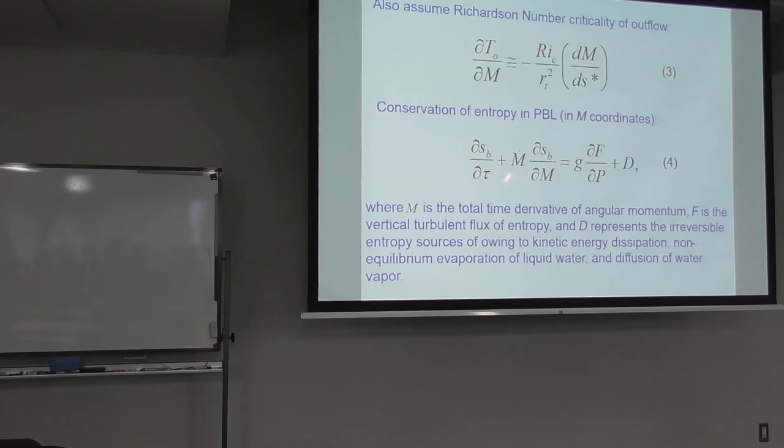used tau instead of time as a shorthand, because this means that when I take the partial derivative, I'm holding pressure and angular momentum constant, and not pressure and radius, okay? This is the total time rate of change of angular momentum, times the gradient of entropy with respect to angular momentum. This is g times the divergence of the, actually it's convergence of the turbulent flux of entropy.